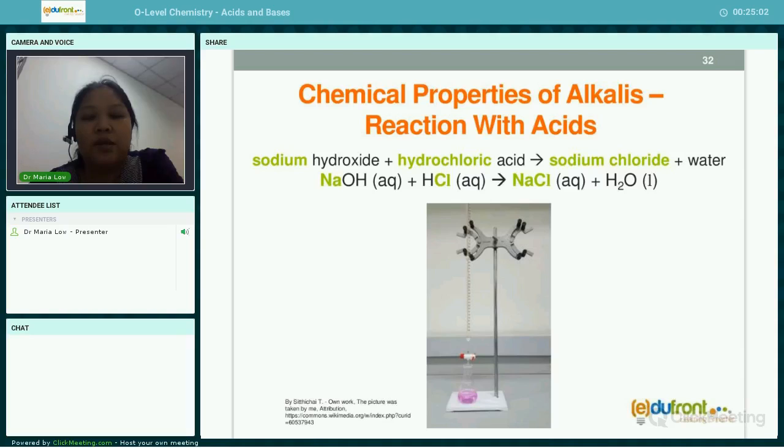Okay, so for example, in a particular titration experiment, you can actually use sodium hydroxide, which is an alkali, a strong alkali in this case, reacting with hydrochloric acid, which is also a strong acid, producing salt and water. In this case, the salt is sodium chloride and water. And the picture below actually shows a typical setup of a titration experiment where we are able to produce an accurate amount of sodium chloride salt where required. And sodium chloride is actually the common chemical name for table salt, which is used in our cooking.